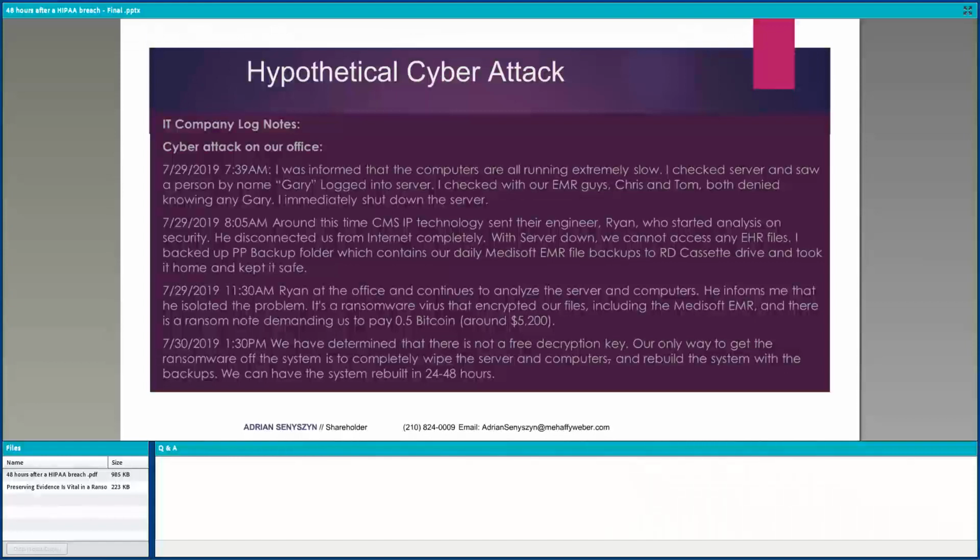And then last, we have a ransom for $5,200, and there's no way for them to obtain a decryption key, so the practice at this point is stuck with this ransomware on its server, but they also have the possibility of wiping their servers and completely rebuilding the system within 24 to 48 hours.